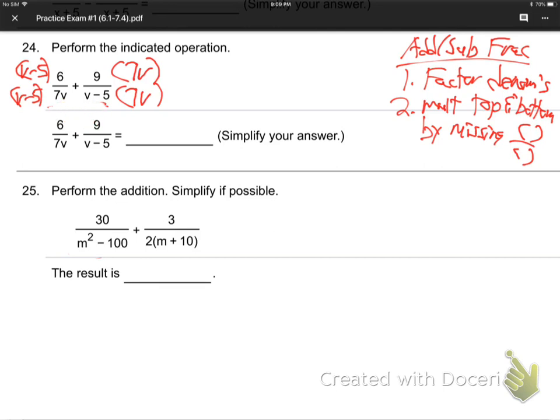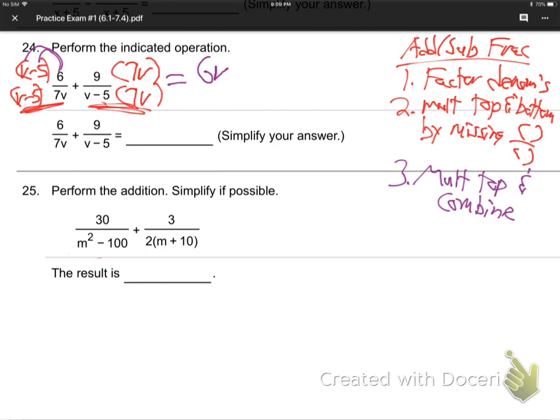Now, notice the two denominators. This has all 3 parts, and this has all 3 parts. So they have the same denominator. So now, what do we do? Step 3, multiply tops and combine. So I'm going to multiply tops, so the 6 is going to go boom, boom. So that'll be 6v minus 30 over v minus 5, 7v. Notice I don't multiply out the bottoms, do I? It's just the top. That's why it says multiply top, just the top.